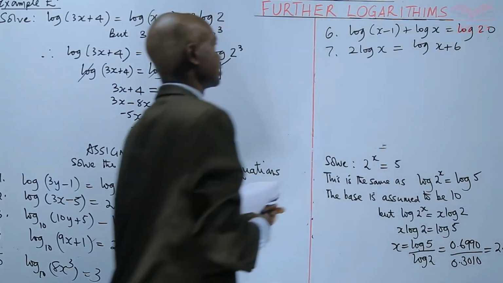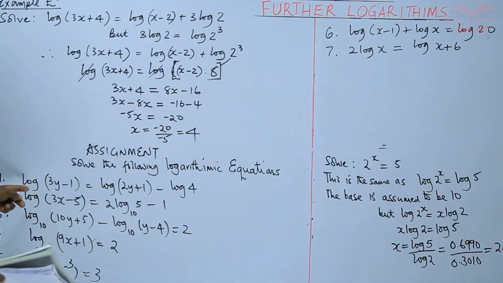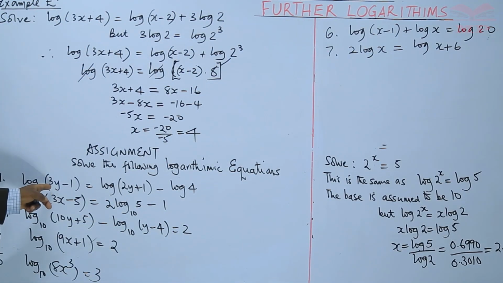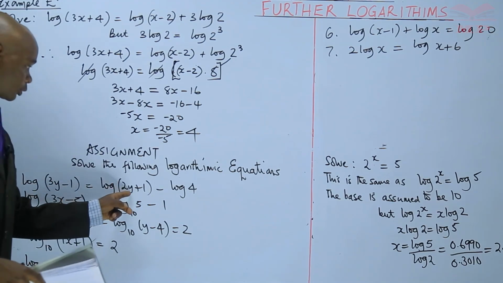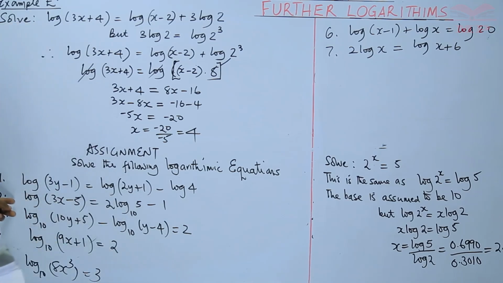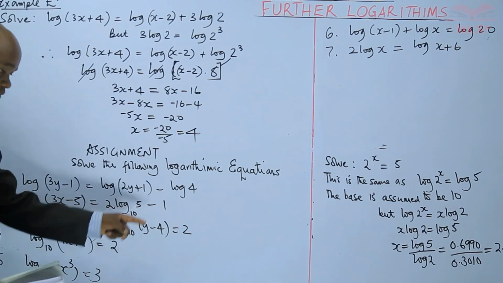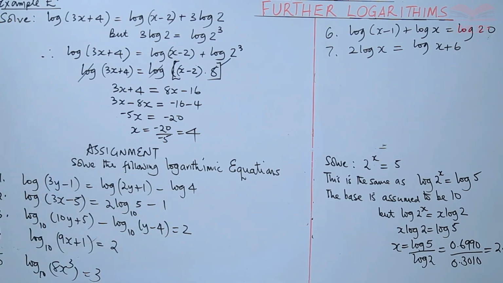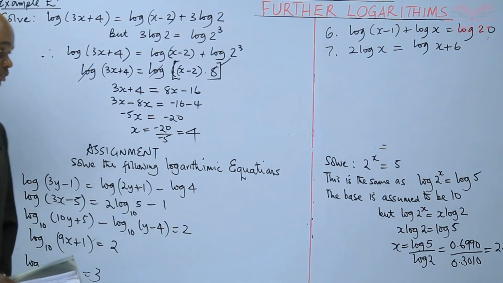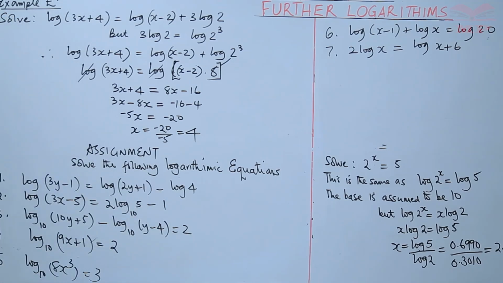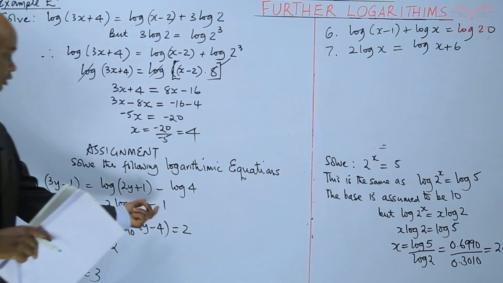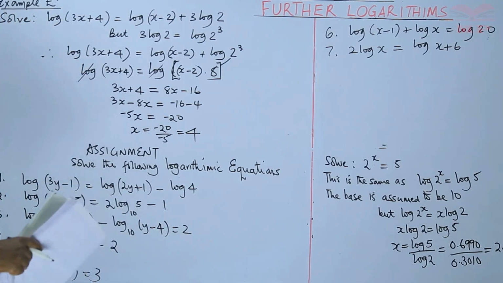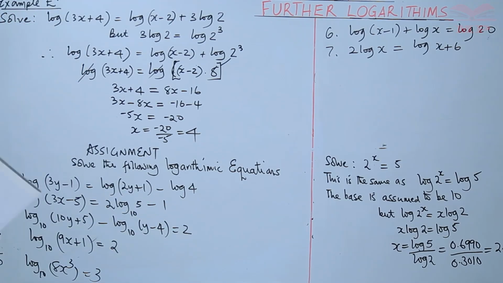so those are the assignments. 1: log of 3y minus 1 is log of 2y plus 1 subtract log 4. 2: 2 log of 3x minus 5 is equal to 2 log 5 subtract 1. You check what you put there. You need to substitute this one with something. We did it in that assignment where we substituted this with log 10, because log of 10 to the base 10 is 1.